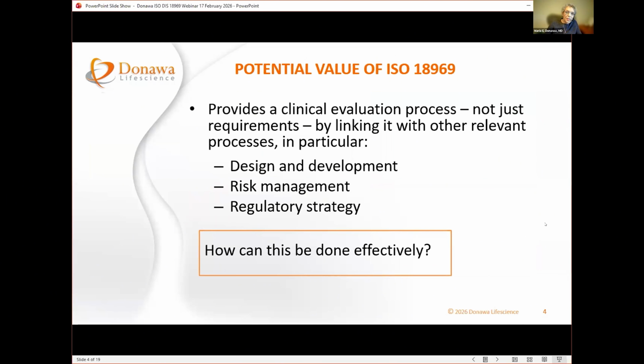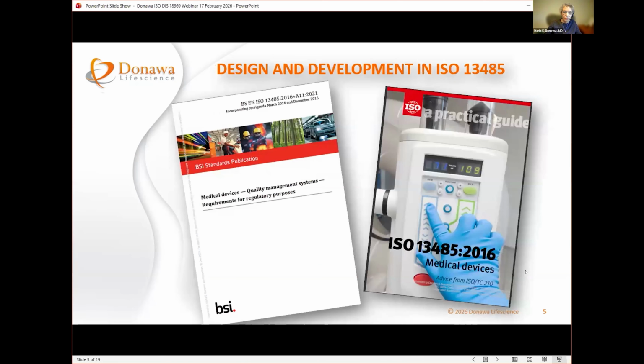So the potential value of this standard is, again, it provides a process. And if you are talking about, and I'm not talking about post-market, I'm talking about mostly pre-market, or the first time that you are designing and developing a device. So in terms of design and development and risk management and regulatory strategy, the idea is to have a process that deals with these issues in an organized manner. So how can we do that?